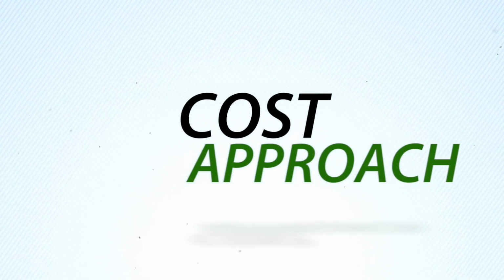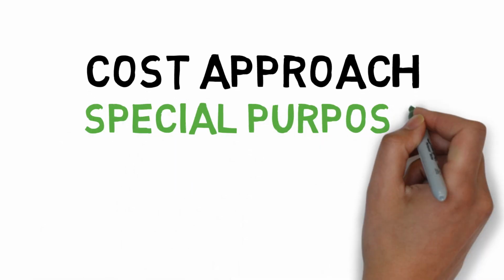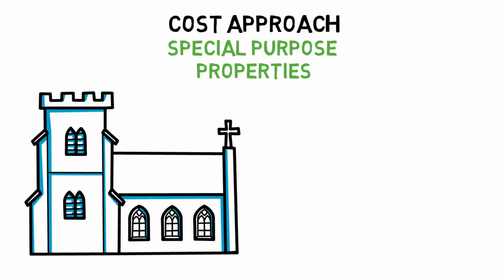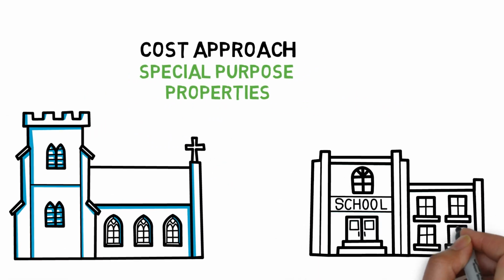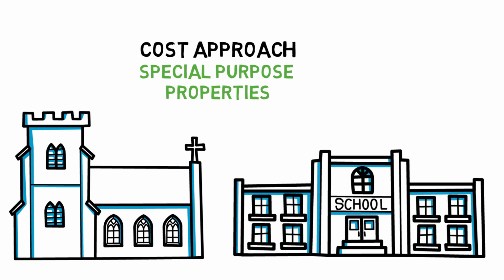The cost approach is another approach that we can use in estimating the value of property. The cost approach is used on special purpose properties, such as churches or schools or synagogues or hospitals. It's also used for new properties as well. There are 3 steps involved in the cost approach.